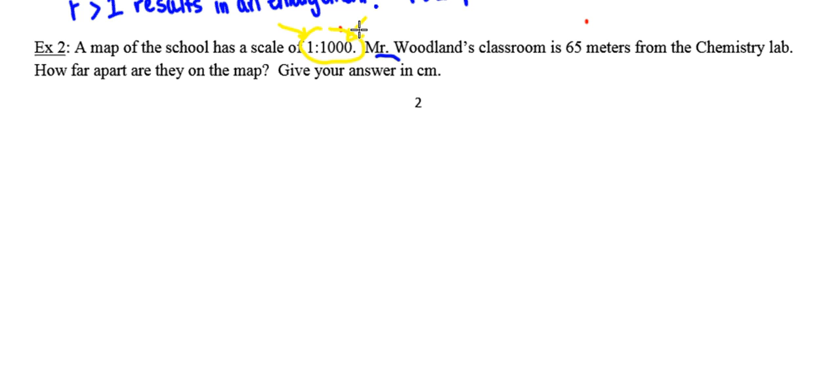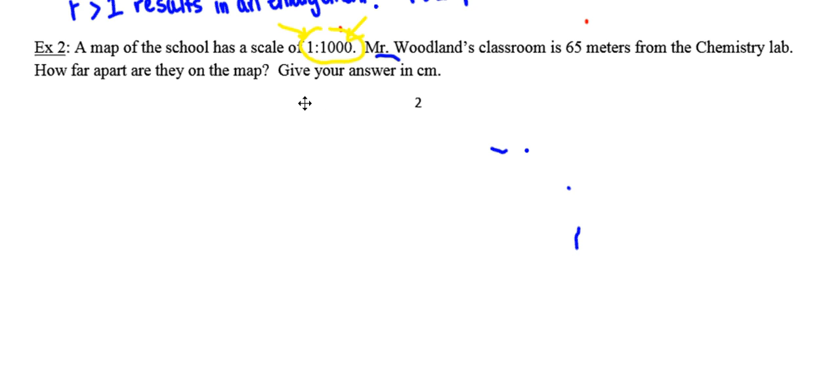Now, Mr. Woodland's classroom, it says, is exactly 65 meters away from the chem lab. It wants to know if they're 65 meters away from the chem lab in the school, how far apart will that be on the map? And it wants us to give our answer in centimeters. We're going to solve this by setting up a proportion. We're going to compare the scale that was given to us for the map to what we actually have going on in the school.